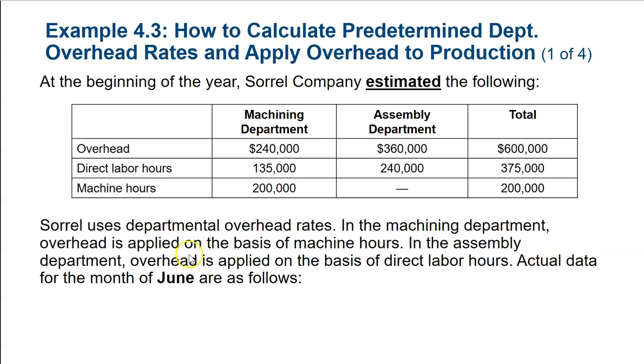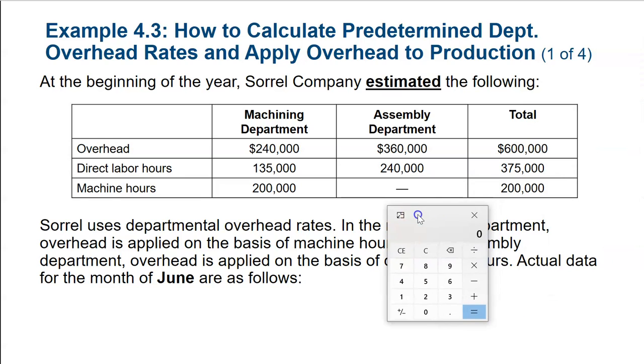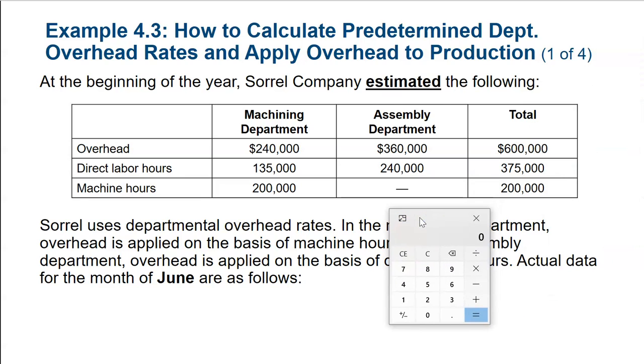So what we would say here, and you should probably write this down on a piece of paper, is that we're going to take the estimated overhead for machining of $240,000 and we're going to divide by machine hours of 200,000. And that is going to give us a predetermined departmental overhead rate in the machining department of $1.20 per machine hour. Again, you should be taking notes right now.